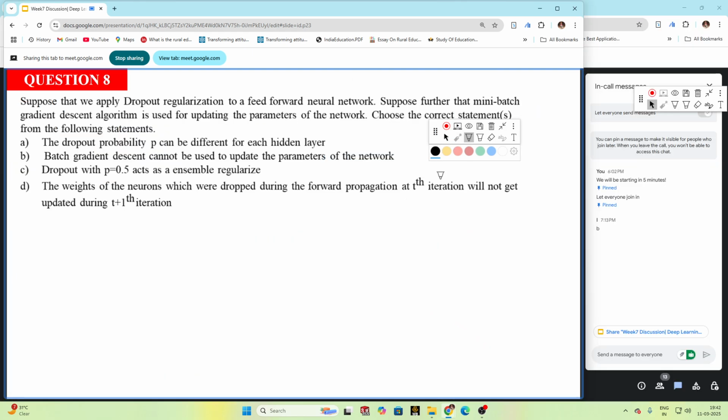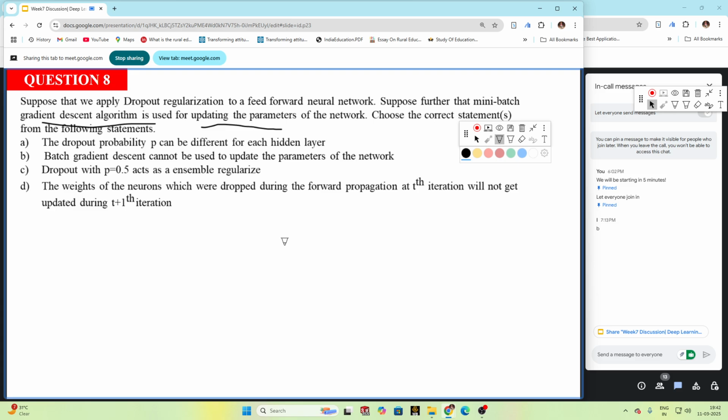Suppose that we apply dropout regularization to a feed forward neural network. Suppose further that the mini batch gradient descent algorithm is used for updating the parameters of the network. Choose the correct statement. Option A, the dropout probability P can be different for each layer. Option B, batch gradient descent cannot be used to update the parameters of the network. Option C, dropout with P equals 0.5 acts as an ensemble regularizer. And option D, the weights of the neurons which were dropped during the forward propagation at tth iteration will not get updated at t plus 1th iteration.